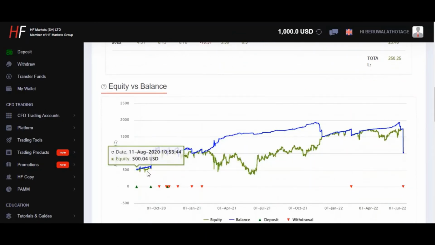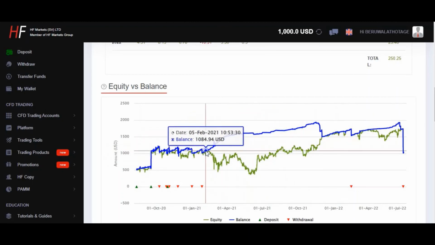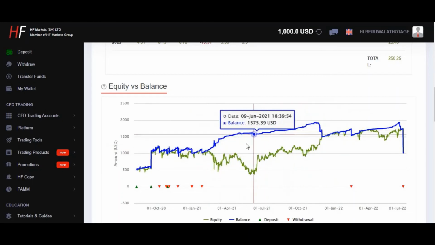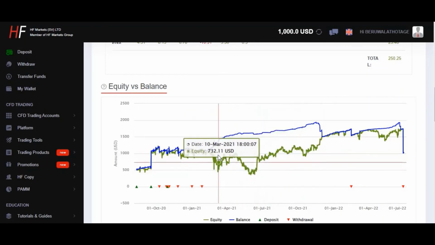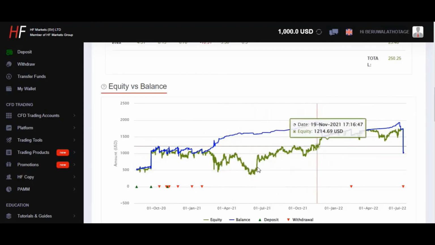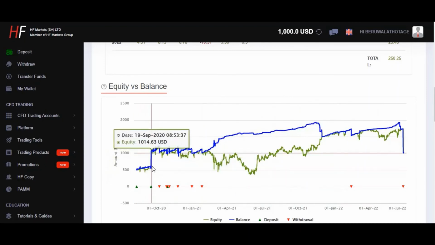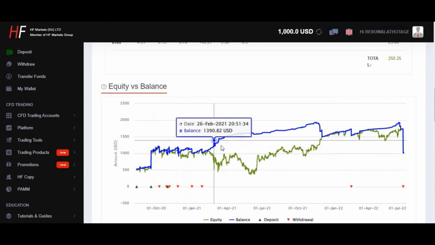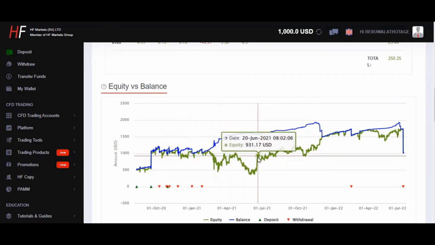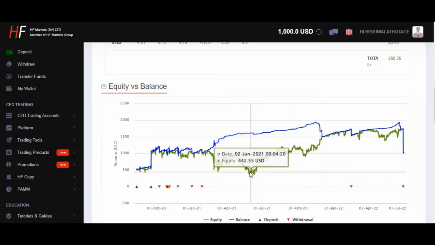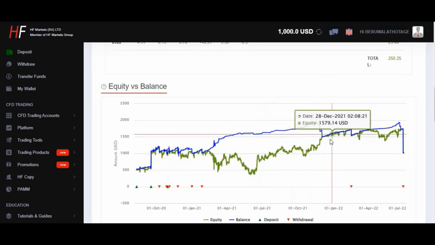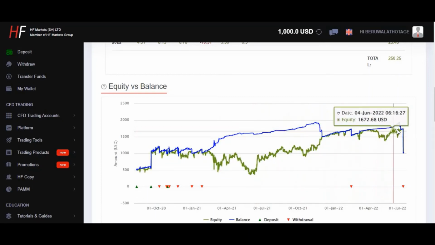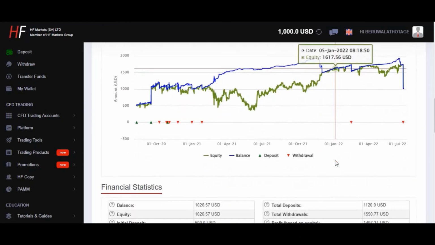Okay, equity versus balance: I have this area from here to here. This is not a good sign of trading, because as I explained before, I followed a very bad strategy, then I changed back, and here I was trading well. Equity and balance should be almost on the same line. If someone has a gap like this, it is not a good sign, because it means a very high floating loss, right? Then again I managed to do good trading here, and now I am continuing with that, right?